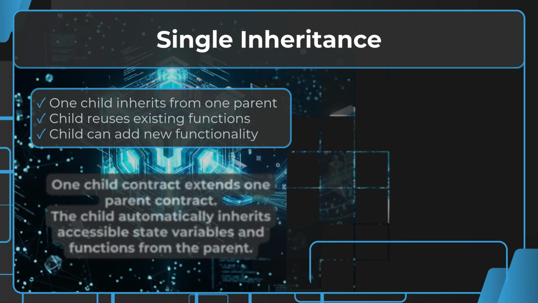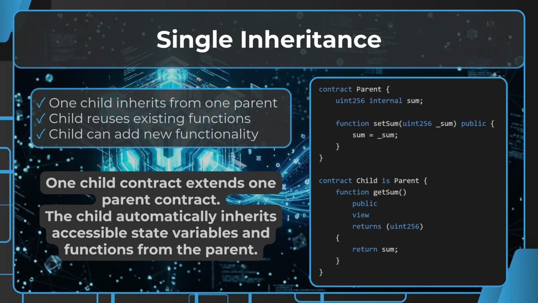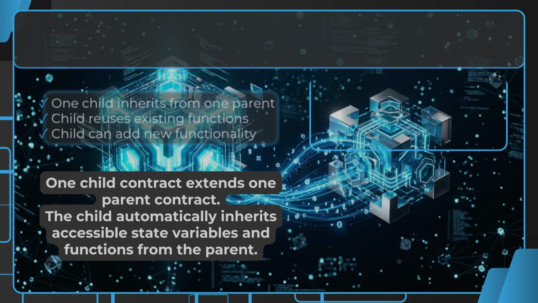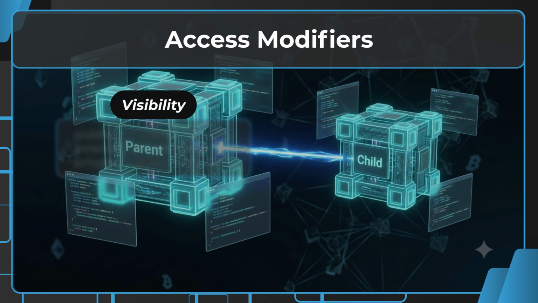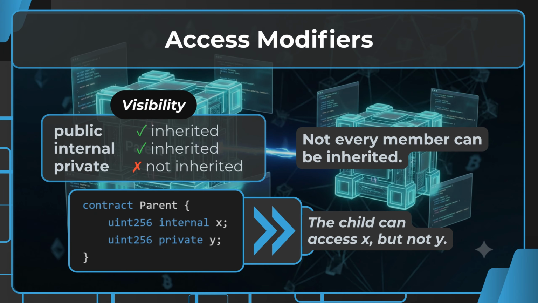The simplest case, one child, one parent. Child didn't rewrite setSum. It inherited it and only added getSum. A child can access internal and public members from its parent. Private members stay in the contract that declared them. Child contracts cannot access them directly.